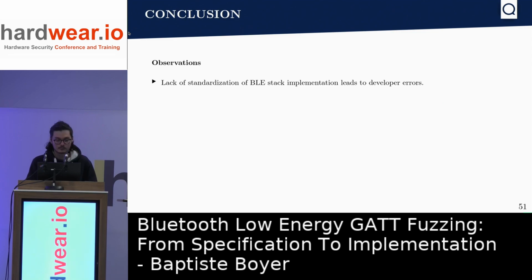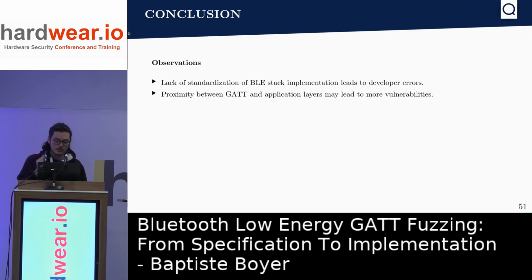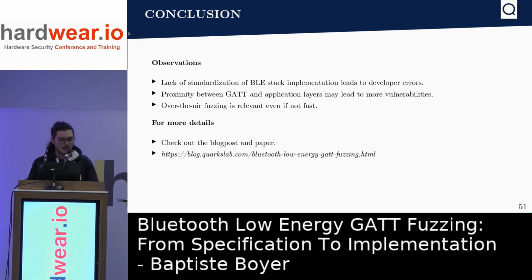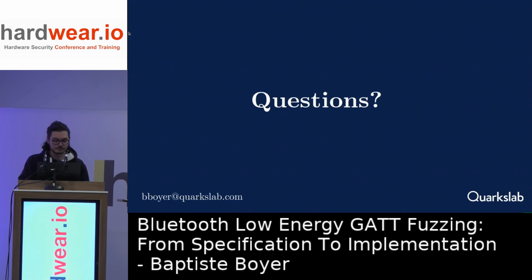To conclude, lack of standardization of BLE stack implementations leads to developer error. The proximity between the GATT and the implication layers may lead to more vulnerabilities. And over-the-air fuzzing is still relevant, even if not fast. If you are interested in more details, you can check out the blog post and the related papers. Thank you. Any questions?